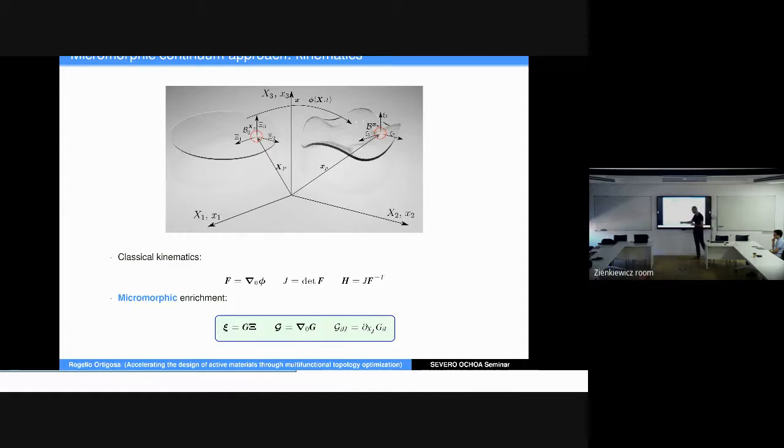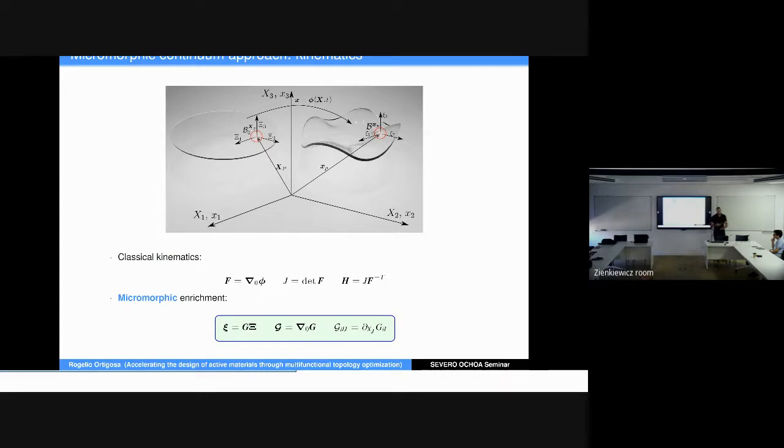And this G is actually relating both these coordinates that I presented before, between the spatial and the material. And this is a second order theory, which means that in addition to that G, to that microscopic deformation gradient tensor, I'm going to need its gradient, which is a third order tensor.